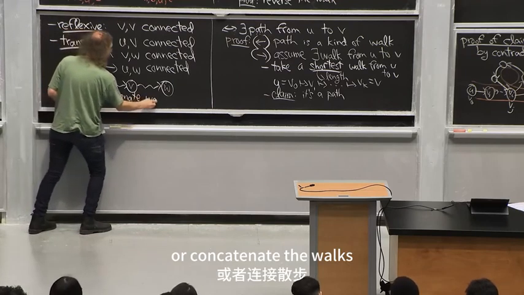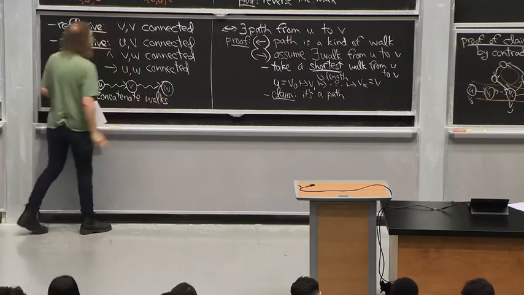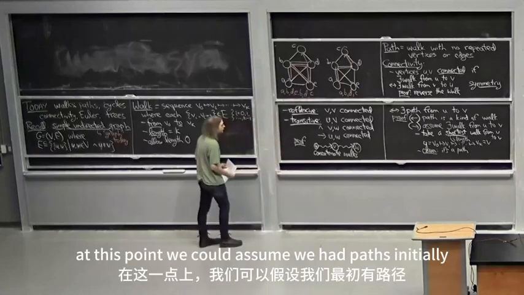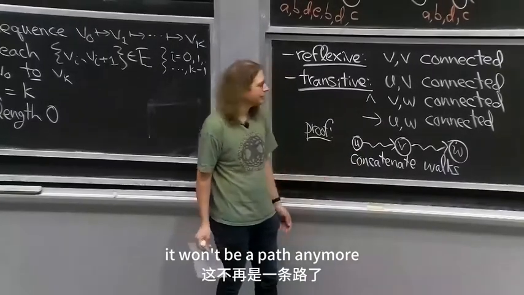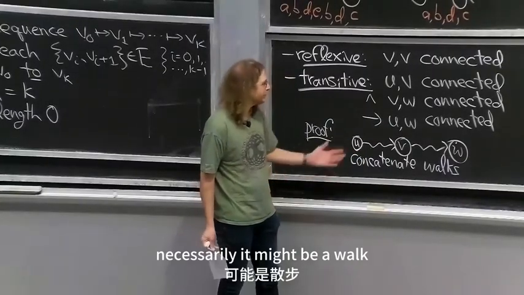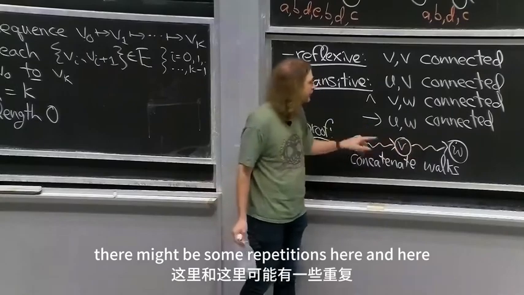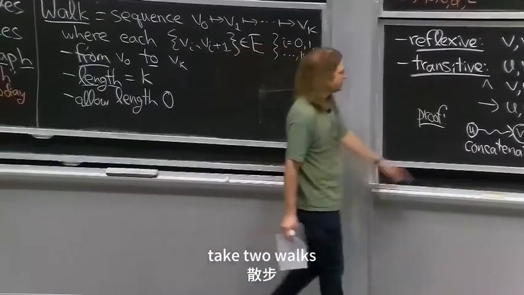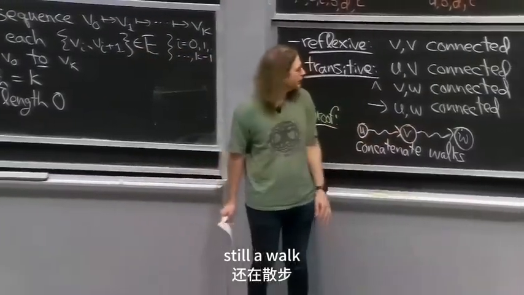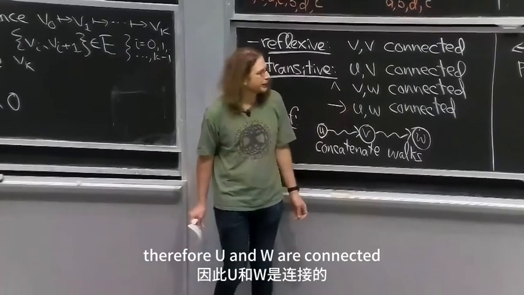Or concatenate the walks. At this point, we could assume we had paths initially, but when we glue them together, it won't necessarily be a path anymore. It might be a walk. There might be some repetitions here and here. But for the easy proof, just take two walks, concatenate them, it's still a walk. Therefore, u and w are connected.